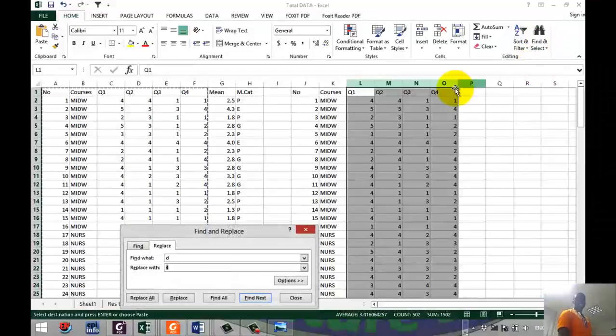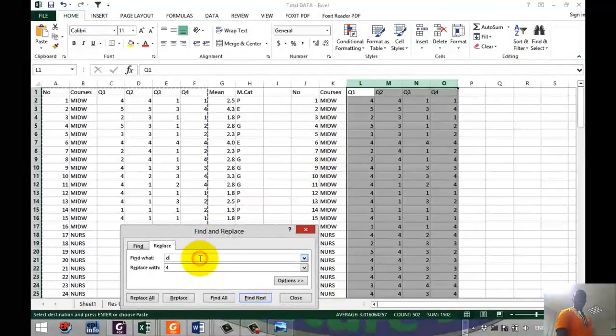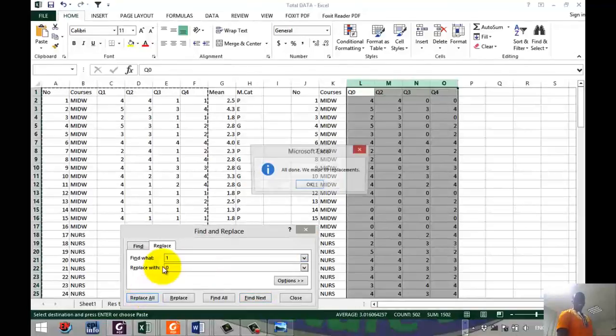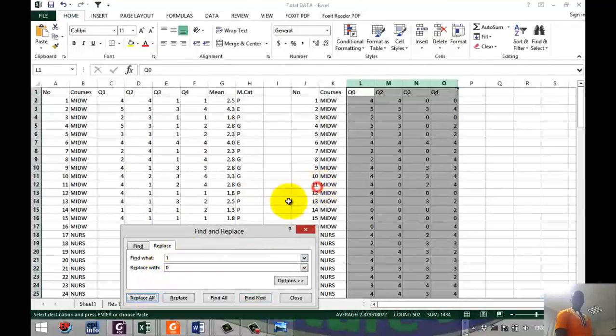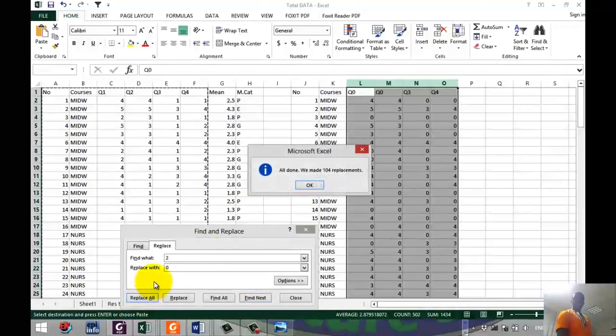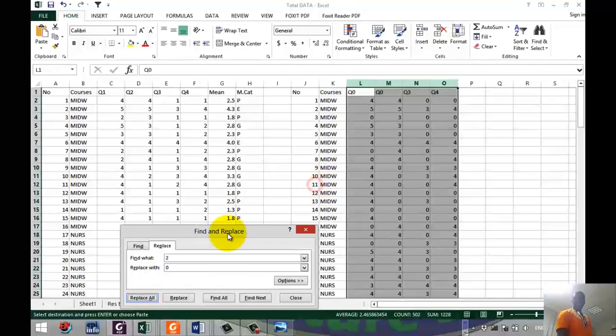So anywhere we find 1, we'll replace it with 0. Okay? Anywhere we find 2, we'll replace it with 0. Good. Let's move on to the next one. Anywhere we find 3, we are not interested in 3s also. We'll replace it with 0.